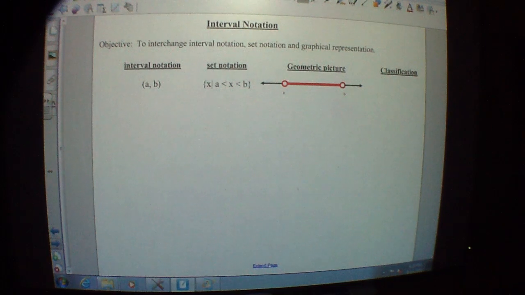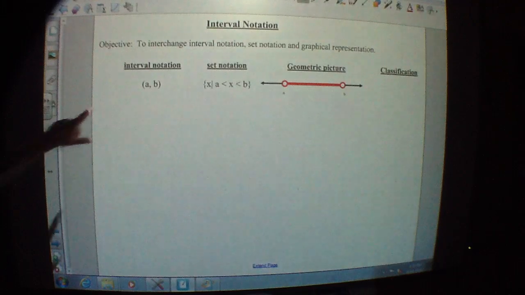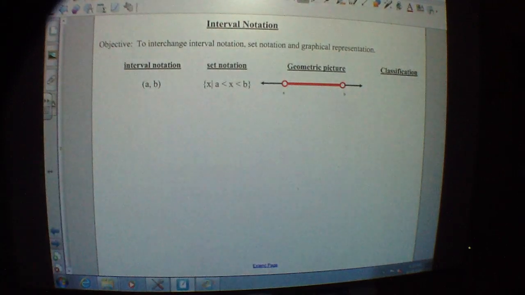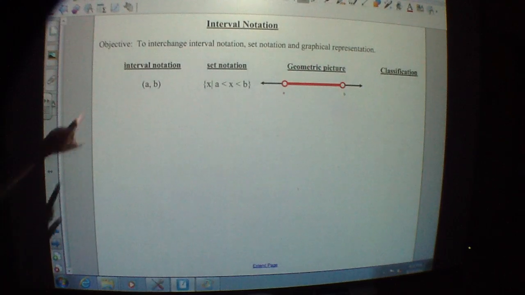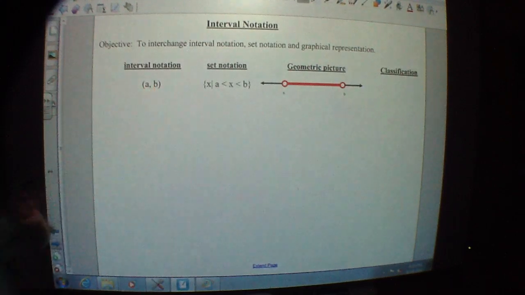First lesson is interval notation. The reason I'm doing this is in the back of your book. If there are odd problems that I assign, sometimes the answers are in interval notation. This is what interval notation looks like. And this is not the point (A, B). What that means is this is the interval from A to B.